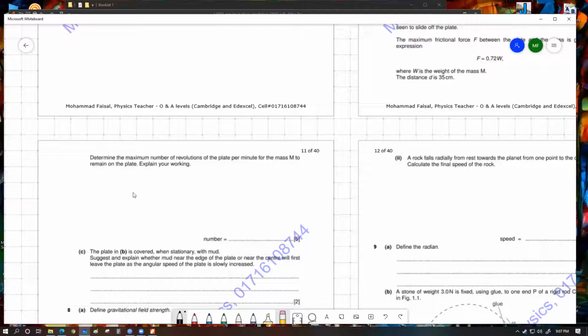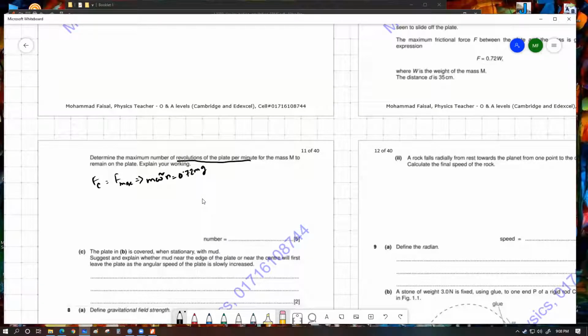Till the instant it stays on the disk, we can write that centripetal force is equal to the maximum frictional force. So I'm going to write F max. That can be written as M... They are asking us to find out the revolutions of the plate per minute, so it's basically omega. So I'm going to write this expression in omega squared: M omega squared R equals 0.72 mg.